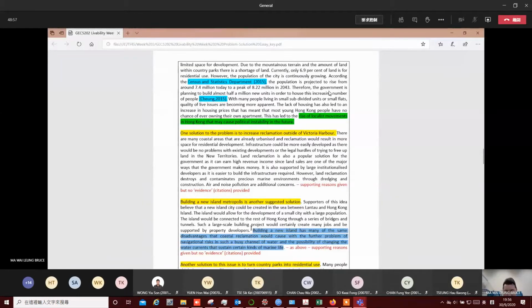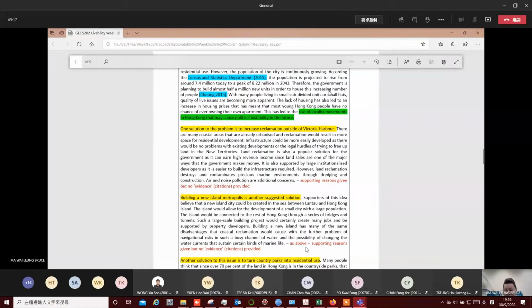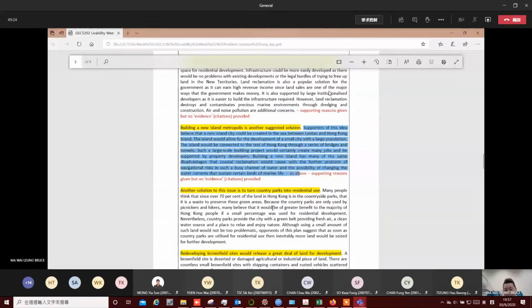But what's wrong with this paragraph? It sounds reasonable to me, okay, but I find something missing there. I can't see any in-text citations. I can't see any sources to support your claim. Advantages, disadvantages. So as above, supporting reasons given, but no evidence provided. I mean, no citations. That's why this may not be a good solution, because the in-text citation is omitted.